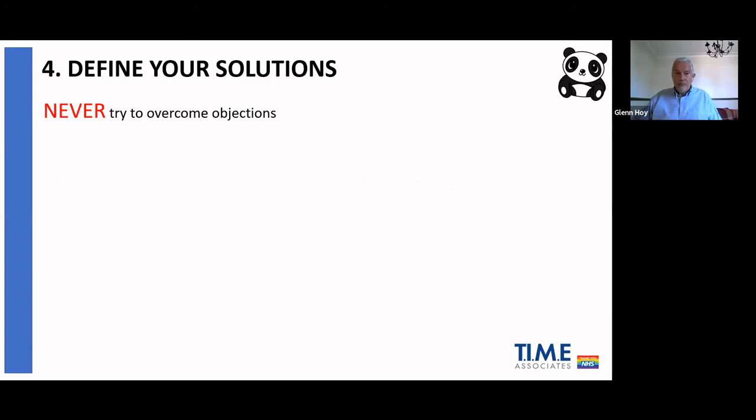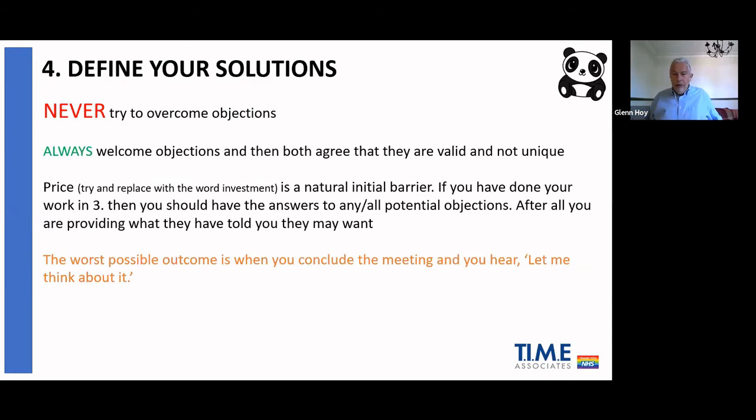So, to me, the worst possible outcome is when they say, let me think about it. Because for me, that means I've failed. I haven't done my job properly. I either haven't prepared myself, I haven't engaged with them, I haven't got their attention, I haven't done a proper needs and wants diagnosis, I haven't found out what they want, because there shouldn't be anything.